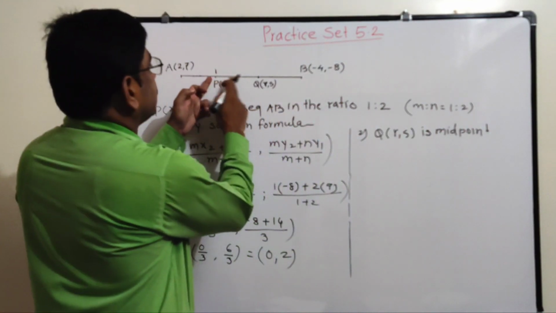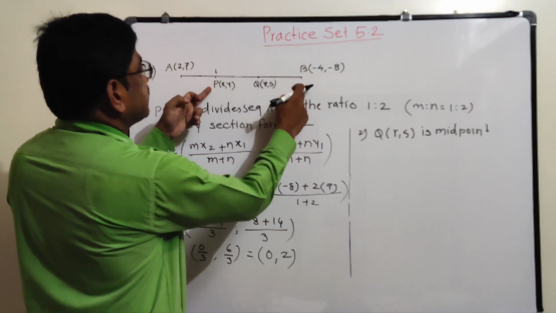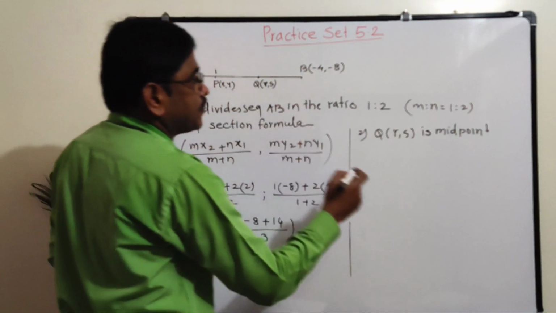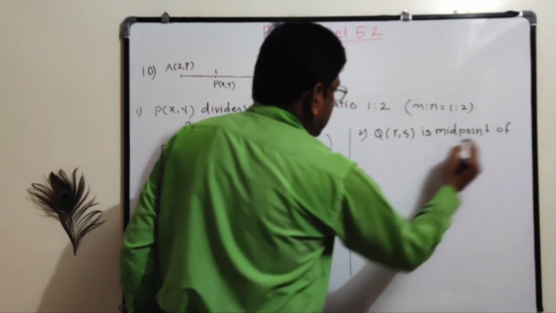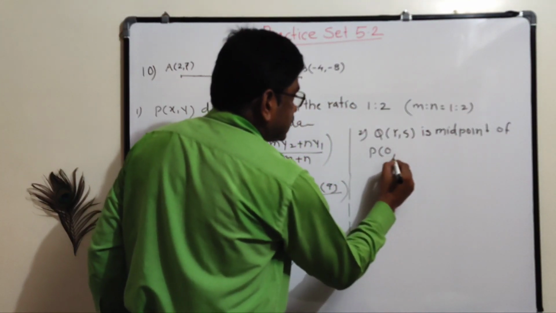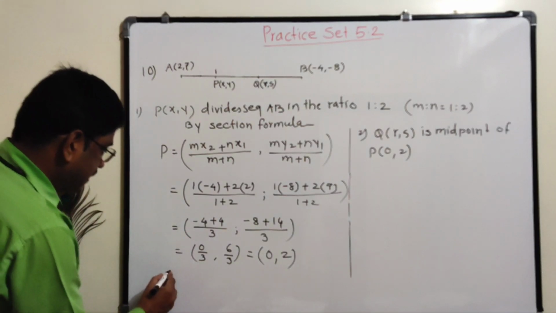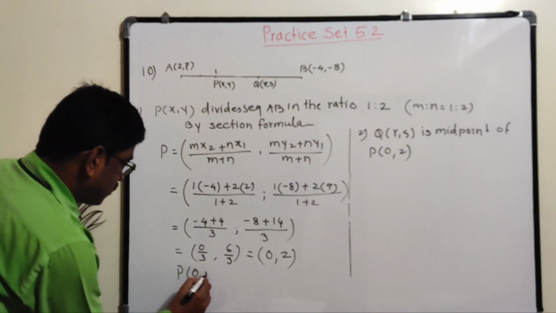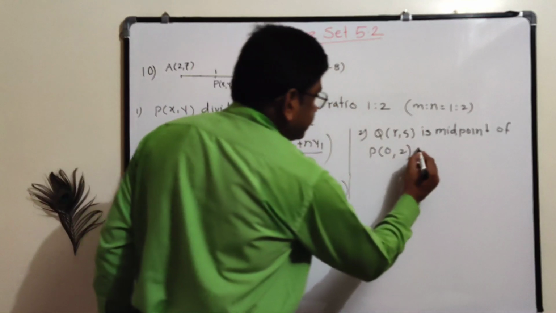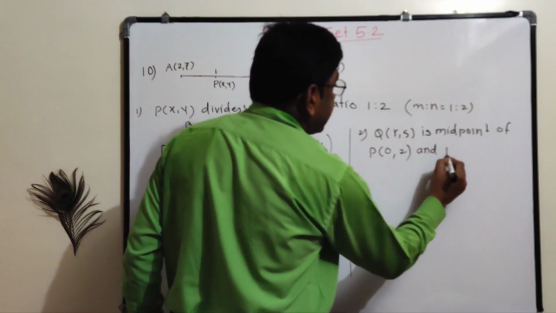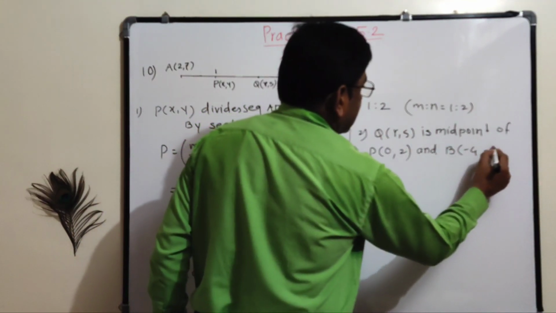Here this part and this part are equal, which means P is the midpoint. Midpoint of P(0, 2). We get the coordinates of P. The coordinates of P are (0, 2). And the second point is B(-4, -8).